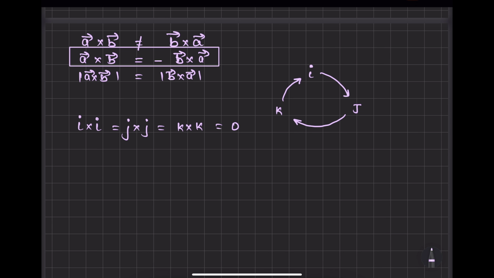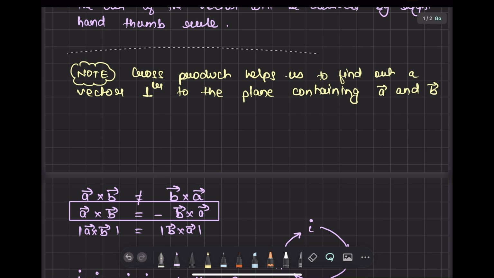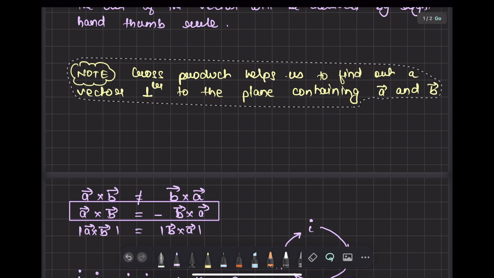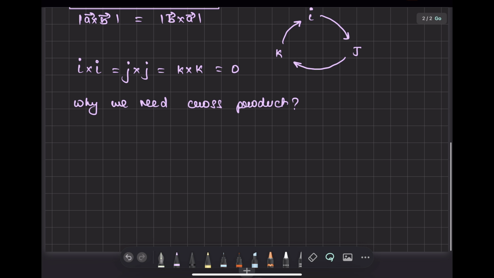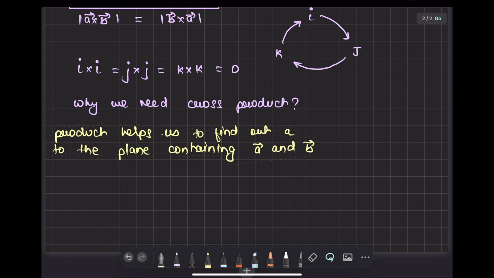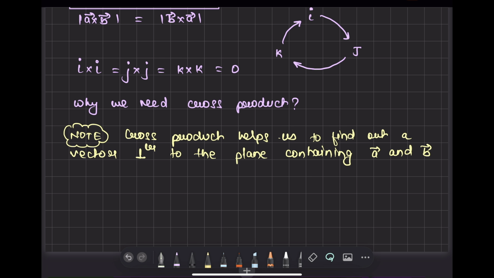Now, why do we need cross product? As you can observe, the first idea is to get a vector perpendicular to the plane containing vector A and vector B. So this is your first thing that is required to find out the cross product.